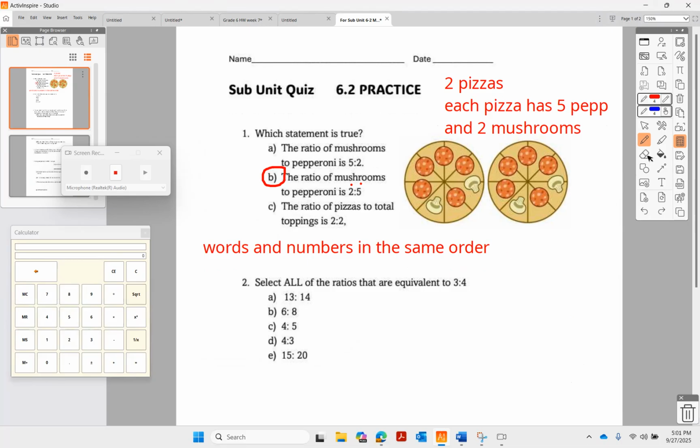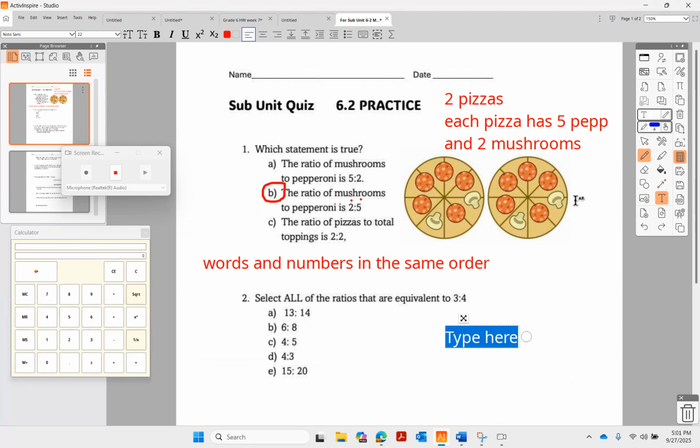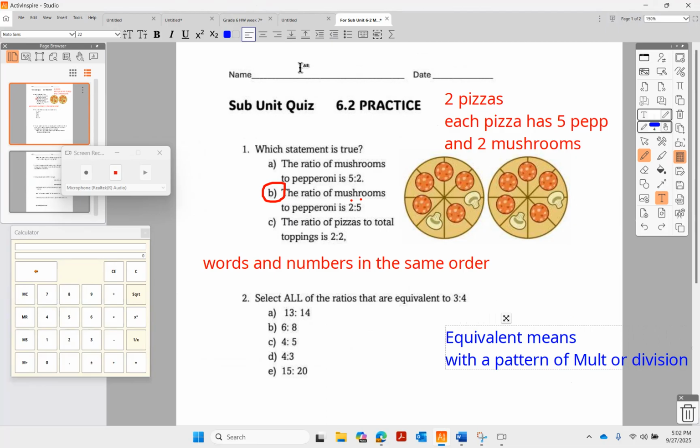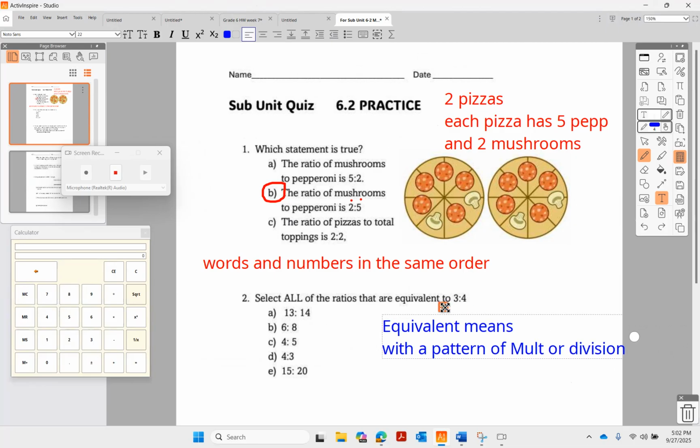So remember, I love this typing here. Let's change the color for you. I'm having so much fun. So equivalent means with a pattern of multiplication or division. I'm going off the edge, okay? With a pattern of either multiplication or division.